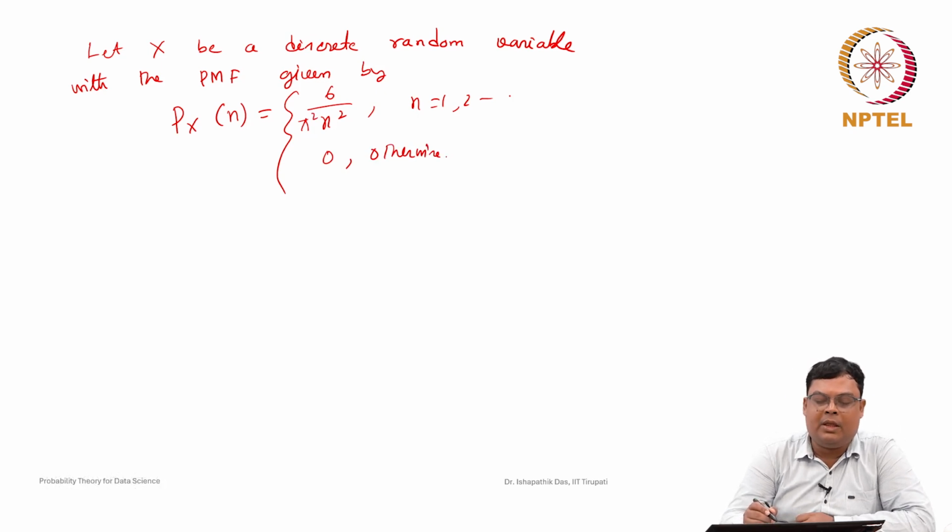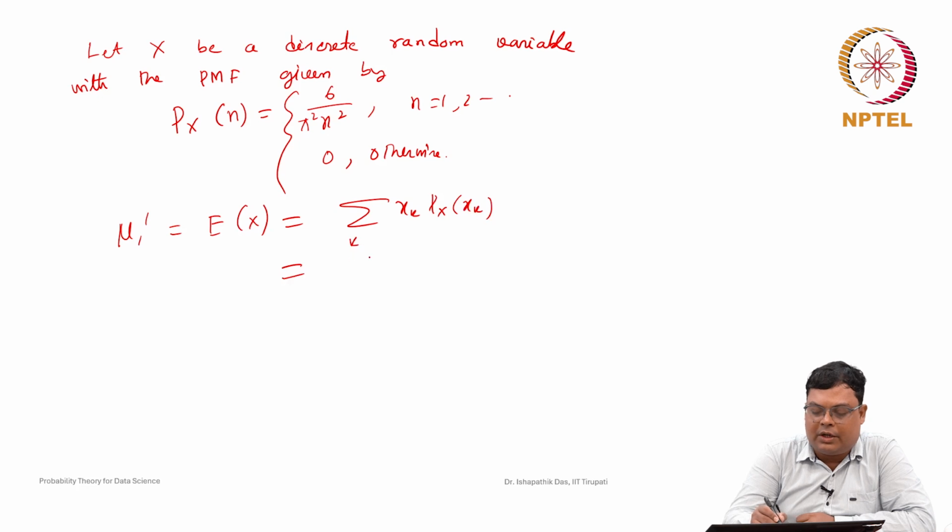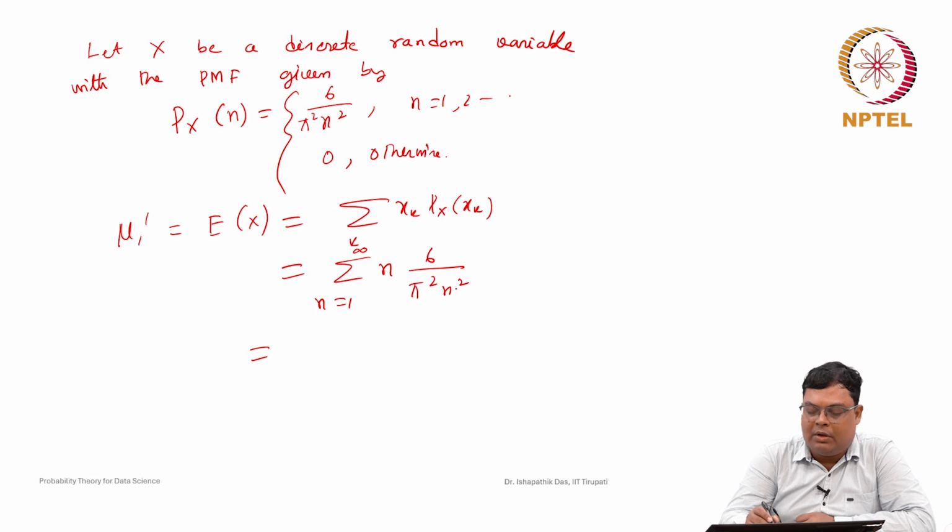Now, what will be the mean and variance? Let us find out the mean. So, mu 1 dash is nothing but the expected value of x. This is nothing but the summation of xk px of xk, taken over the infinite range. So, summation of n equal to 1 to infinity, where xk is nothing but n, and px of xk is nothing but px of n, which is 6 by pi square n square. Now if you simplify this, 6 by pi square is a constant, then the sum from n equal to 1 to infinity of 1 by n.